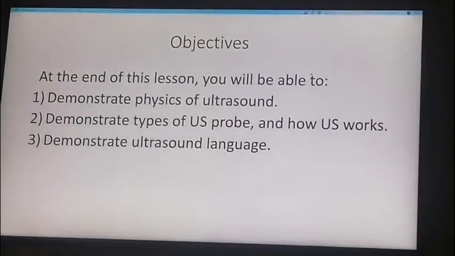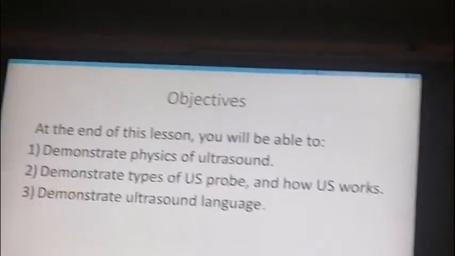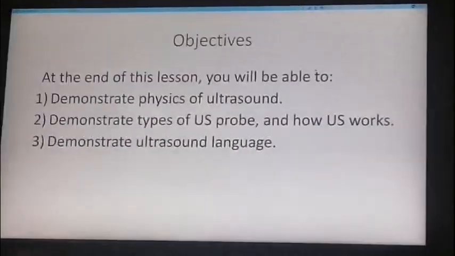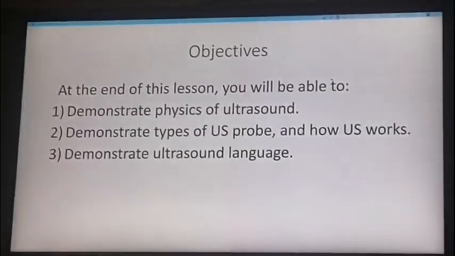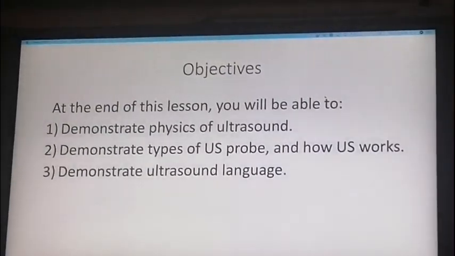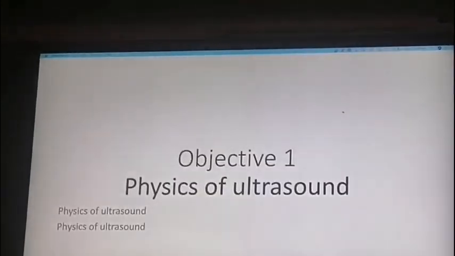So we need to understand the basics of ultrasound first. That's very important if you are really new to ultrasound as a technique. So at the end of this lesson, you can demonstrate the physics of ultrasound, demonstrate the types of ultrasound probes, and how to select the probe, and how the ultrasound works, and demonstrate the ultrasound language. I'll try to do that in 15 minutes.